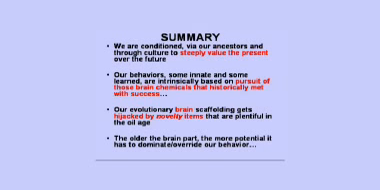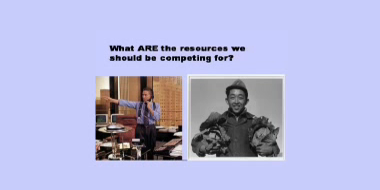Our evolutionary brain scaffolding gets hijacked by novelty items that are plentiful in the oil age. And when they become less plentiful, that's also going to have implications. And finally, the older the brain part, the more potential it has to dominate and override our behavior. So, what are the resources we should be competing for? And I think that the oil constraints that we have are going to suggest very disparate success in various regions of the country, of the world, and different regions are going to have different successes based on what they value.